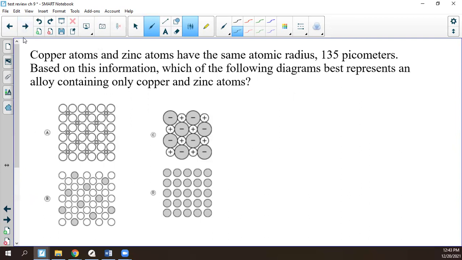I want to hurry. Copper atoms and zinc atoms have the same atomic radius. Uh-oh. So it shouldn't be interstitial. It should be substitutional because we can substitute them in. So you should get rid of a few of them here. Which ones should you get rid of? A and C and really D, because they're not all the same. So you're only left with B. They're the same shape, I mean size roughly, and then they are different colors. Okay.